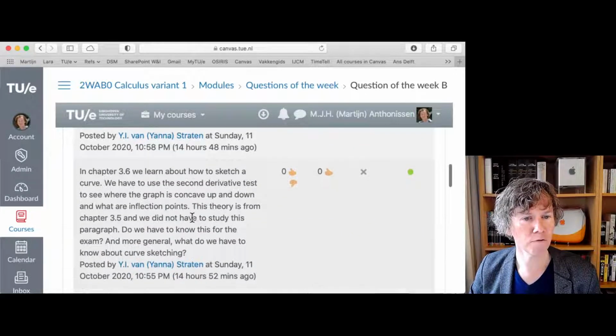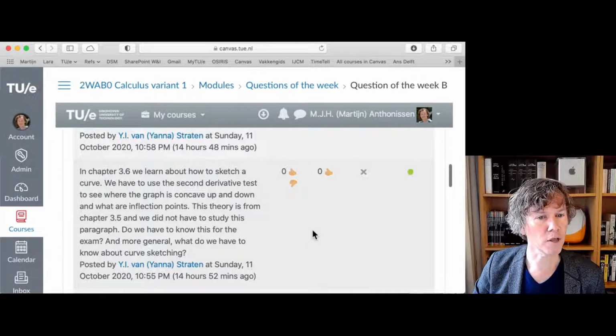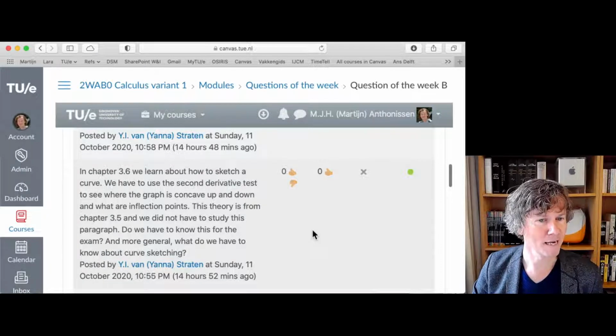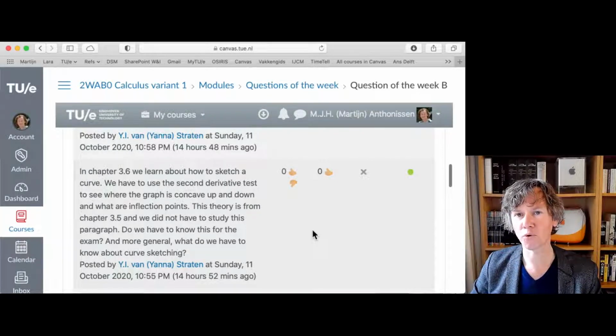Then in chapter 3.6, yes, we learned how to sketch a curve. We did that. We have to use the second derivative test to see where the graph is concave up and down and what the inflection points are. Well, if you look at the way that I covered section 3.6, I didn't do the inflection points and I didn't do concave, convex. So for curve sketching, you don't have to include that.